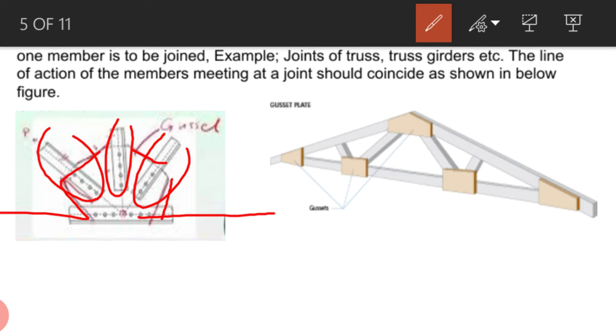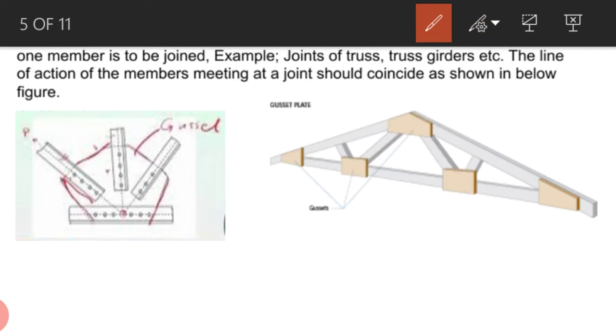So this is called a gusset, and it is a plate at the ends of tension members to transfer the forces to the main member. Just a plate at the ends of the tension member to transfer the forces to the main members, and these are used to join more than one member at a joint.